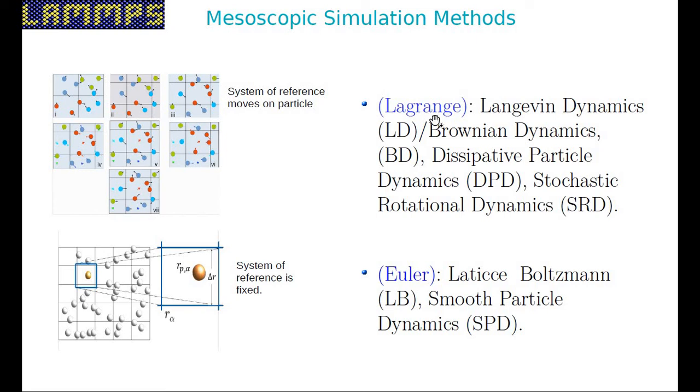There are several Lagrange simulation methods. So we have Langevin Dynamics and Brownian Dynamics. We also have dissipative particle dynamics, that is DPD here, and the stochastic rotational dynamics, SRD. For the Euler simulation method, we have the lattice-Boltzmann and the smoothed particle hydrodynamics. Both methods are discrete and employ a mesh for the description of the fluid.